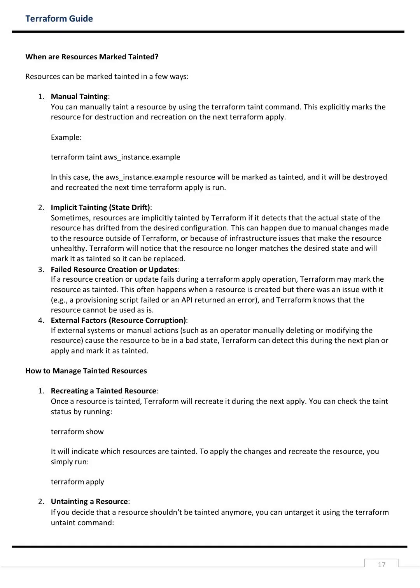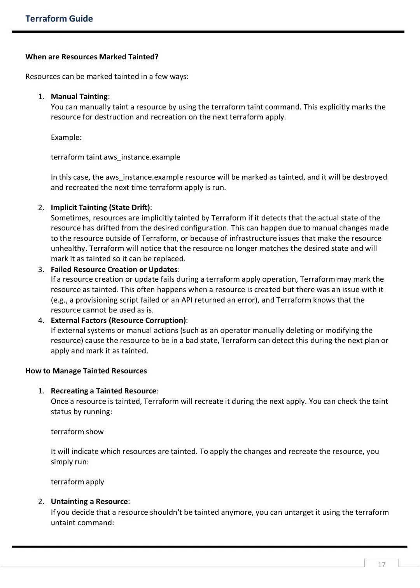Implicit tainting. State drift. Sometimes, resources are implicitly tainted by Terraform if it detects that the actual state of the resource has drifted from the desired configuration. This can happen due to manual changes made to the resource outside of Terraform, or because of infrastructure issues that make the resource unhealthy. Terraform will notice that the resource no longer matches the desired state and will mark it as tainted so it can be replaced.